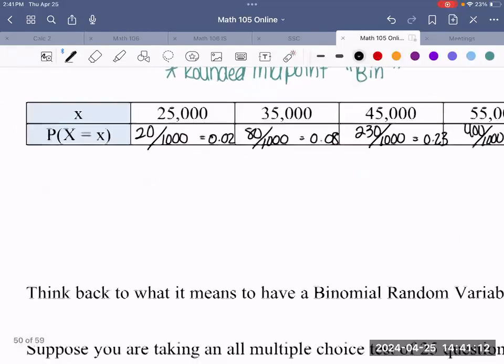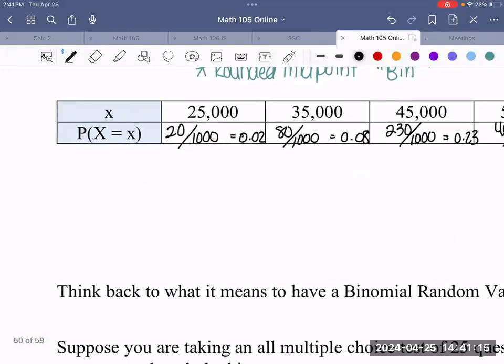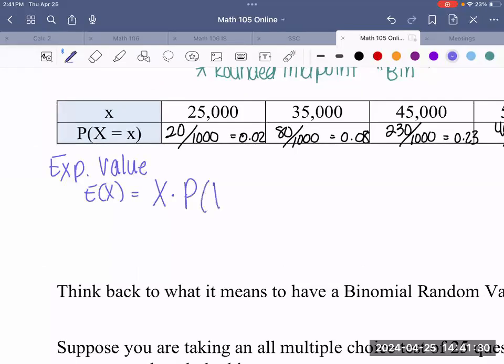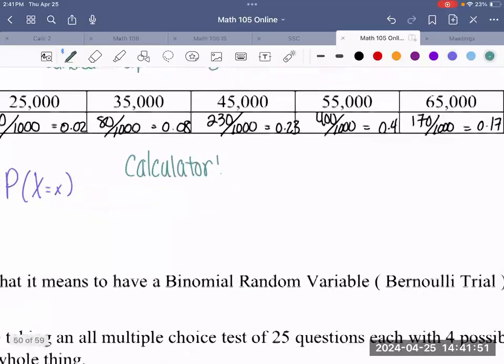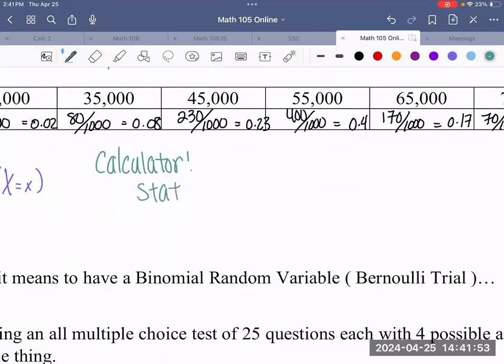So on your TI-83 or 84, whichever one we're working with, your expected value, your E of X, is equal to the X value times its probability, right? So in this case, your X values are going to be placed into lists. X values are going to be in list 1, and P values are your probabilities in list 2. So on your calculator, we're going to select the following buttons. We're going to do Stat, Edit.